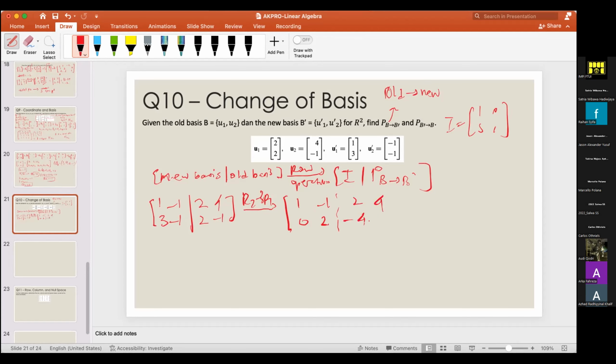And -1 plus -12, that's -13. -1, -12, that's -13. Okay. Now we're going to divide the second row by half. This is 1, 0, 1, -1, 2, 4, -2, -13 over 2. So what we're going to do next is add the first row by R2.